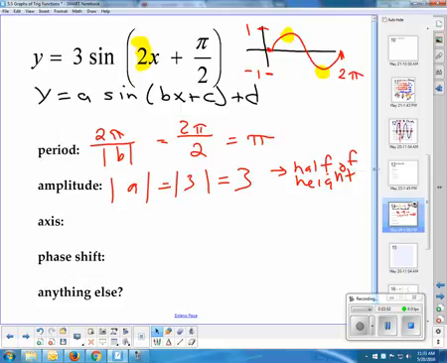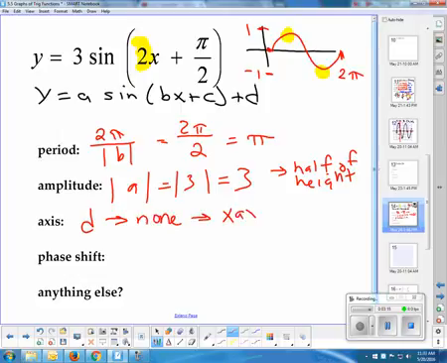The axis of the wave is going to be a vertical shift up or down. And in this case, that would be our value of d. But since there is none, the axis of the wave is going to stay as the x-axis. There's not going to be any change there.